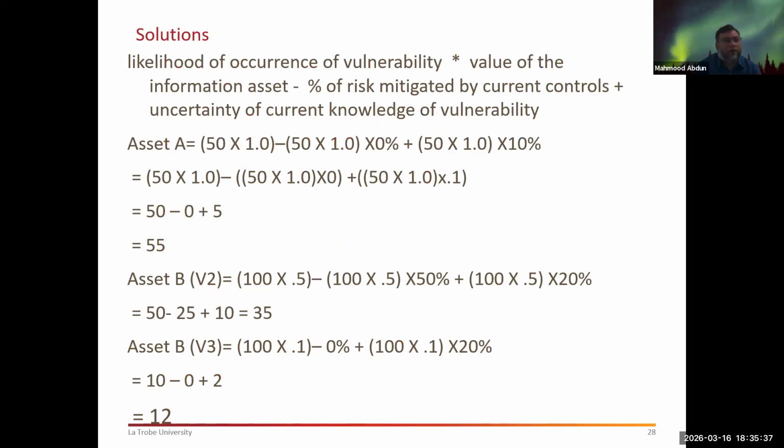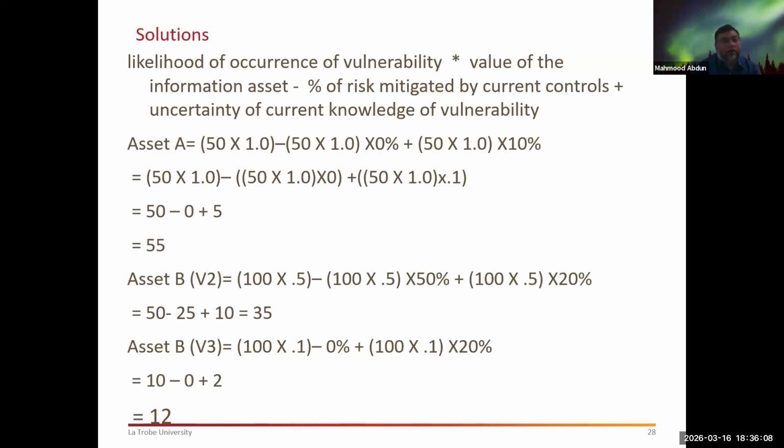Now let's see how we calculate risk from this information. Here, we write down the formula as we mentioned before, and this is how we calculate. So the first part, if you remember, information asset A has a value of 50, right? So we multiply 50 by the frequency estimate. The frequency estimate is 100%, so it will happen, right? So 50 times 1 is 50.